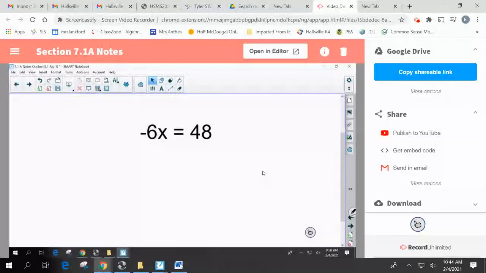Next problem is negative 6 times x equals 48. So whenever there's a variable right next to a number, that is multiplying. So the inverse operation would be to divide. So we're going to show that by a fraction bar. So divide both sides by negative 6. On the left, you would have x. And on the right, you would have 48 divided by negative 6, which is negative 8.